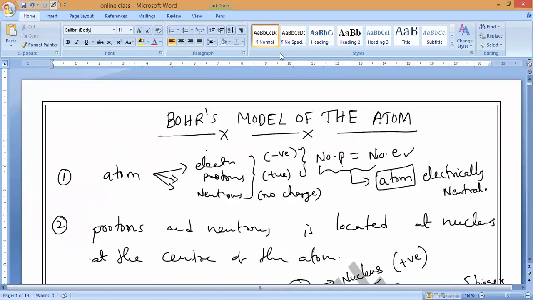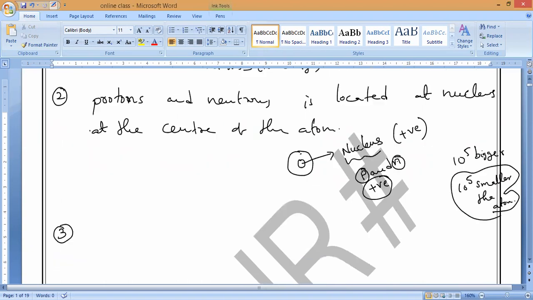Every atom is made up of three subatomic particles, that is electrons, protons and neutrons, and an atom is electrically neutral because of equal numbers of protons and electrons. So the second point is what? Protons and neutrons are located in the very small nucleus, which is located where, guys? Which is located at the center of the atom. Because of the presence of protons, the nucleus has a positive charge. That is the second point.